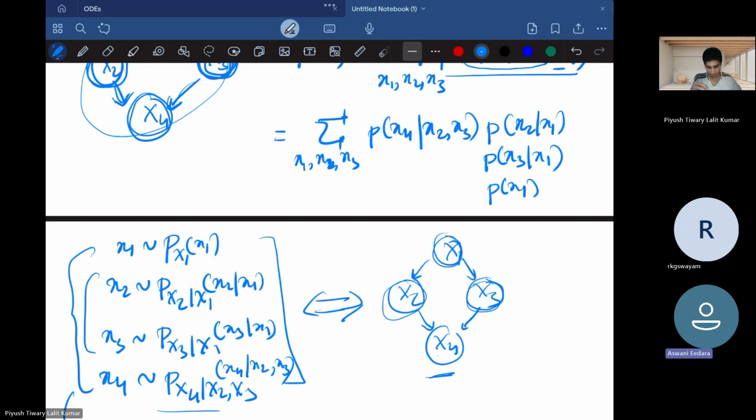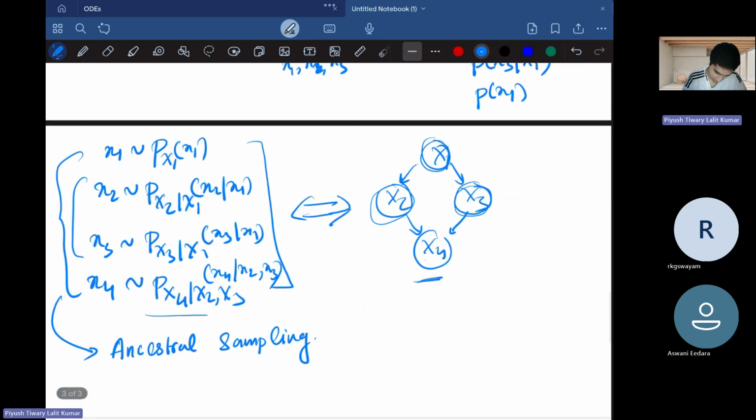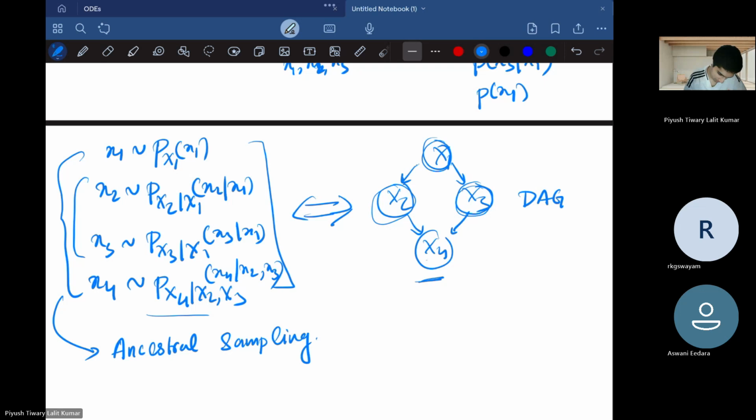These are DAGs, right? Yeah, these are directed acyclic graphs. Yes, these are DAGs. You are right.